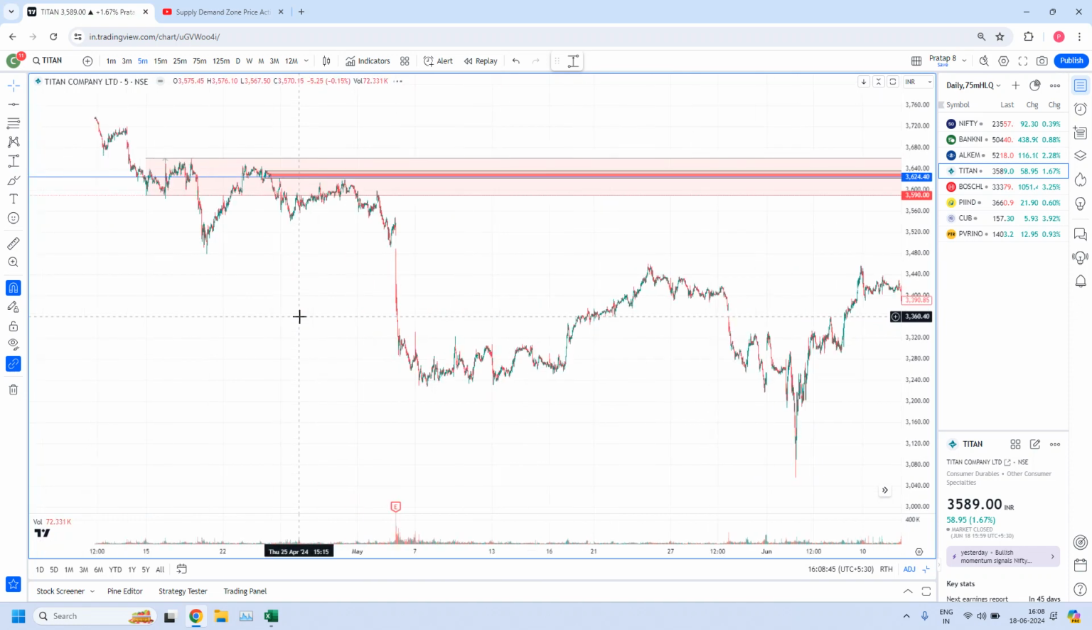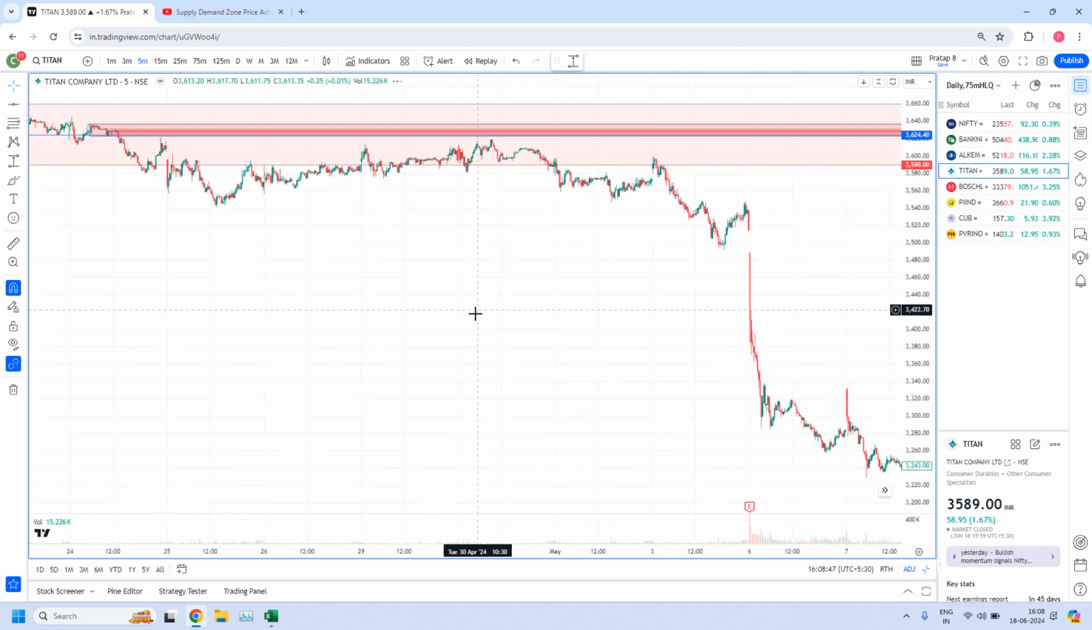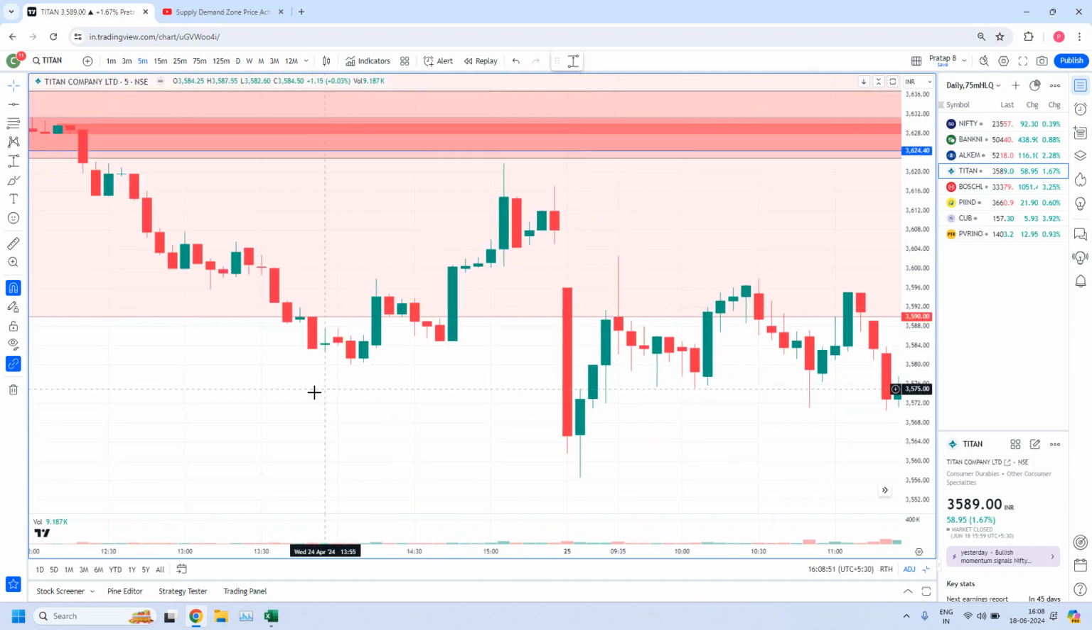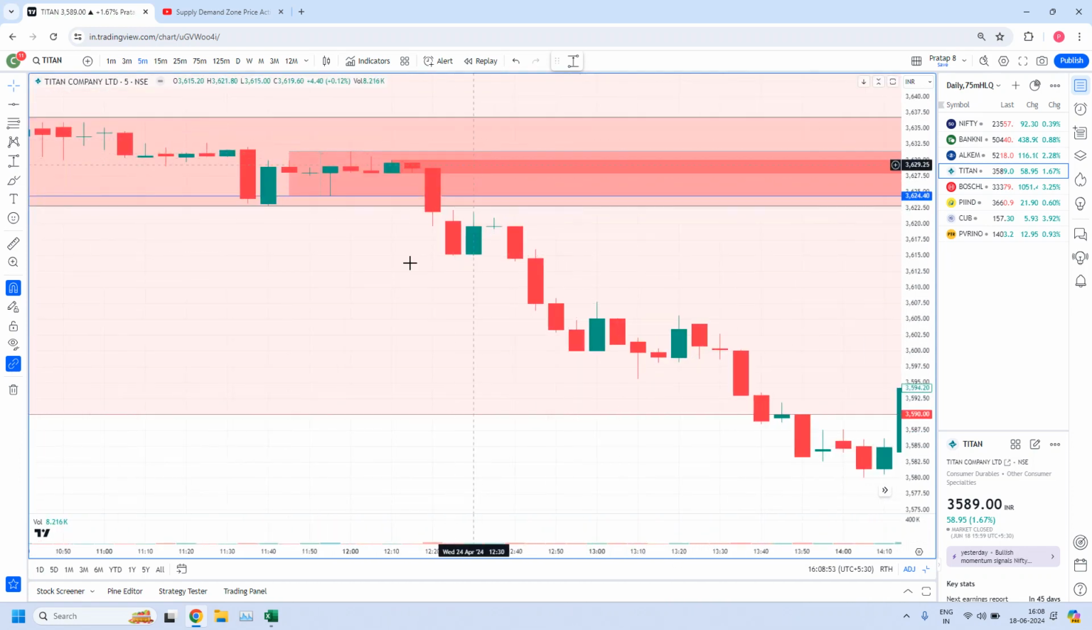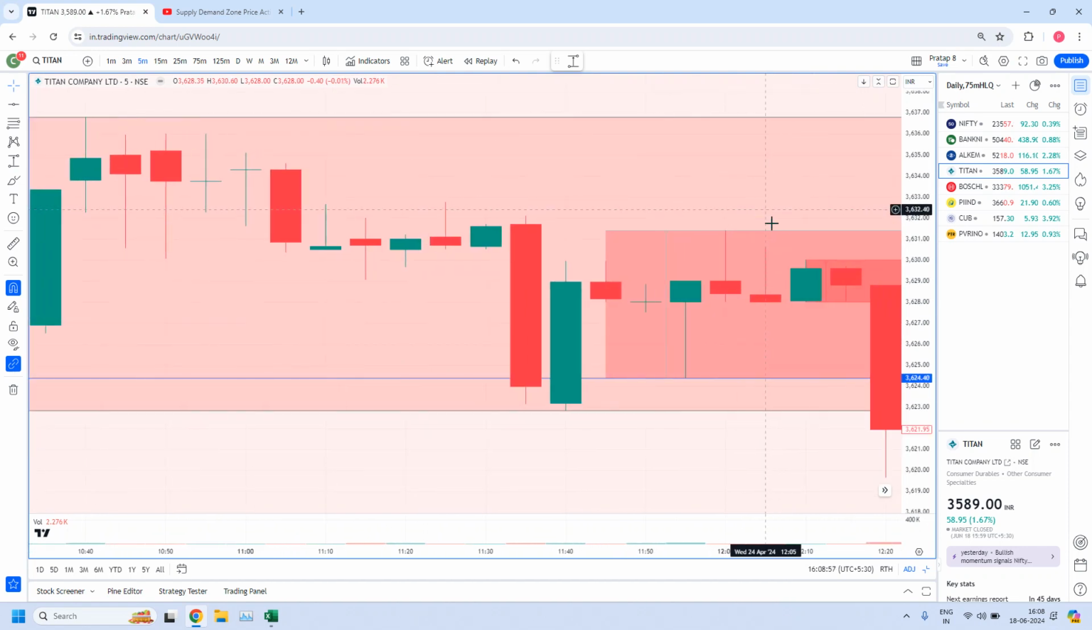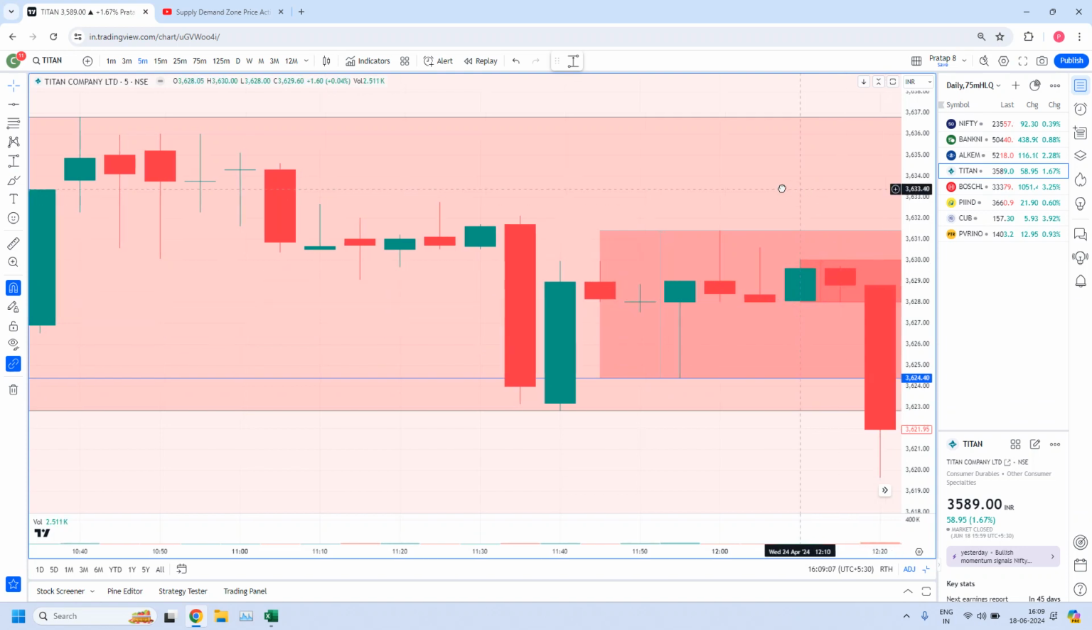There we have identified the institutional order flow. So this is the 5 minute zone. Here you have a rally candle, a medium size rally candle, then a base candle, and then a drop candle: rally, base, drop. So this is the 5 minutes fine-tuned zone.